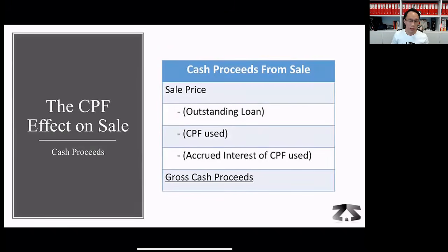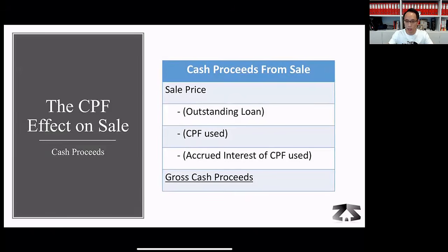All right, next up will be the CPF effect on sale. I think this is very important. Probably some of you out there already know. This is a good revision and something to really keep an eye on, okay? Why this is important is because unknowingly your CPF may or may not be working hard for you, okay? Let's take a look at how we do it.